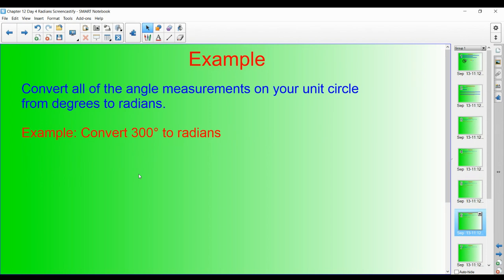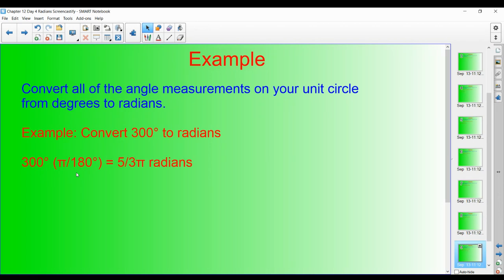And then if I wanted to convert degrees to radians, I start with my 300 degrees, but I want pi in there. So I can multiply by pi and divide by 180, because pi divided by 180 is a conversion. So I have 300 divided by 180 times pi, and 300 divided by 180 is 5/3, times pi. So 5/3 pi radians. And once again, my radians are in terms of pi.